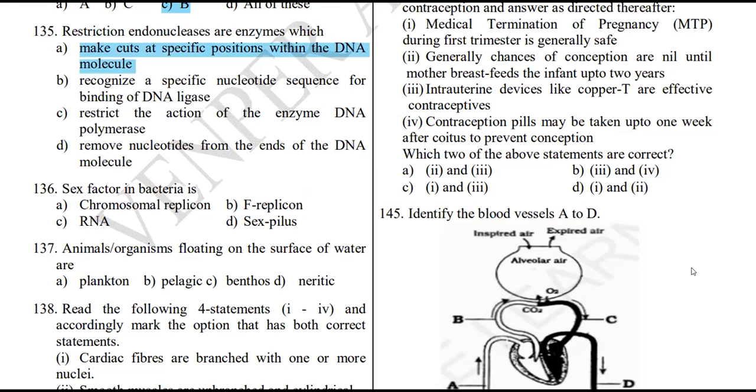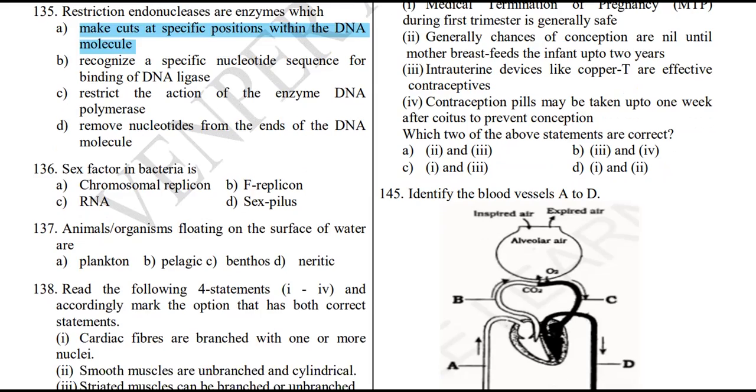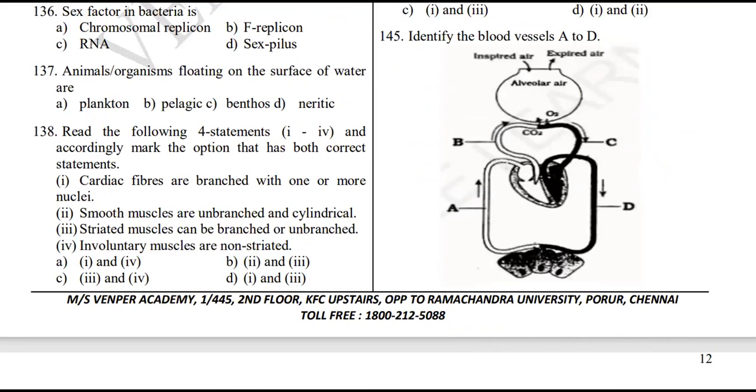Okay. The sex factor in bacteria: when we were talking about conjugation, I hope everybody has studied this one. So in conjugation, what happens? There's going to be F plasmids, which is the F factor, which is responsible for determining the sex. So it's going to be F replicons. So the answer is going to be option B.